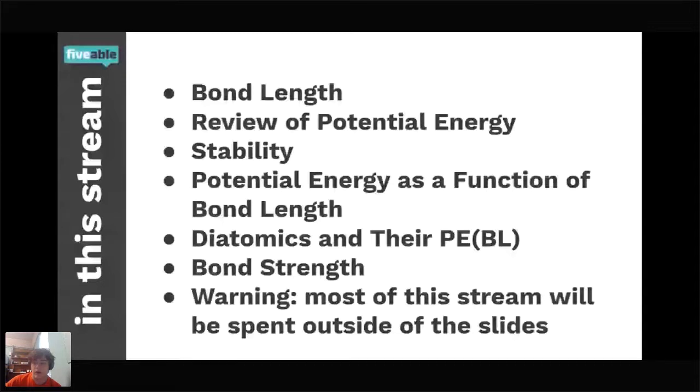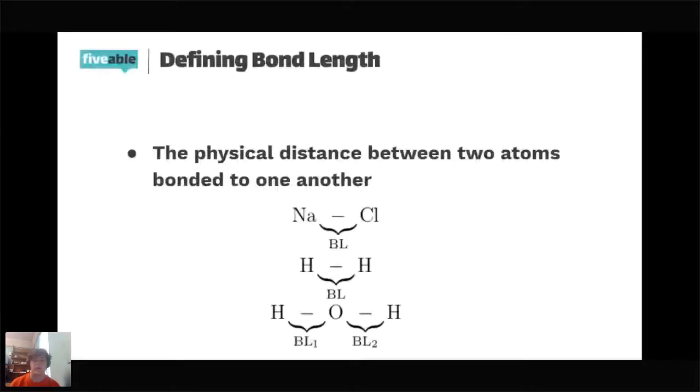So first is bond length. We're going to be defining bond length right here. Bond length is just the physical distance between 2 atoms bonded to one another. So we have sodium chloride at the top. The bond length is the physical distance between sodium and chloride. Same thing with atomic hydrogen, which appears in nature as a diatomic. That also has its own bond length that's unique. There's water, which even though it has 2 bond lengths, the bond lengths are the same because bond lengths are unique between 2 elements.